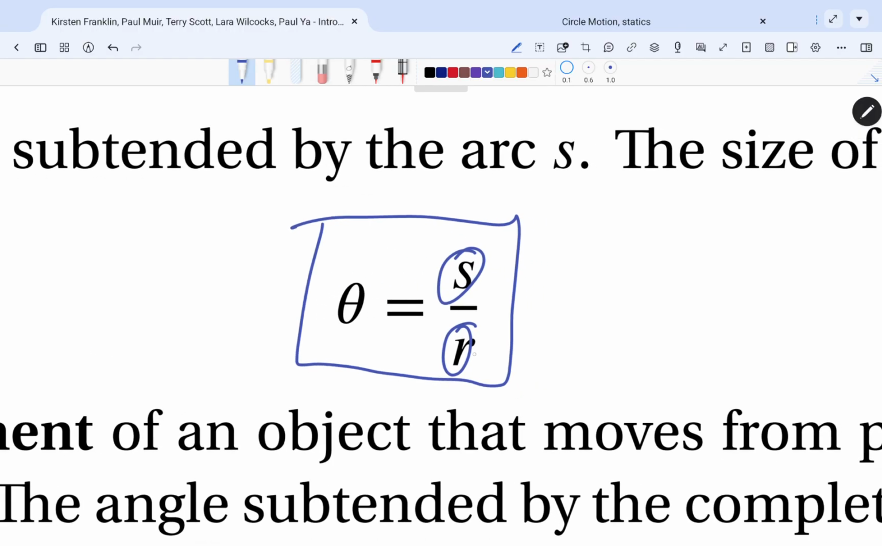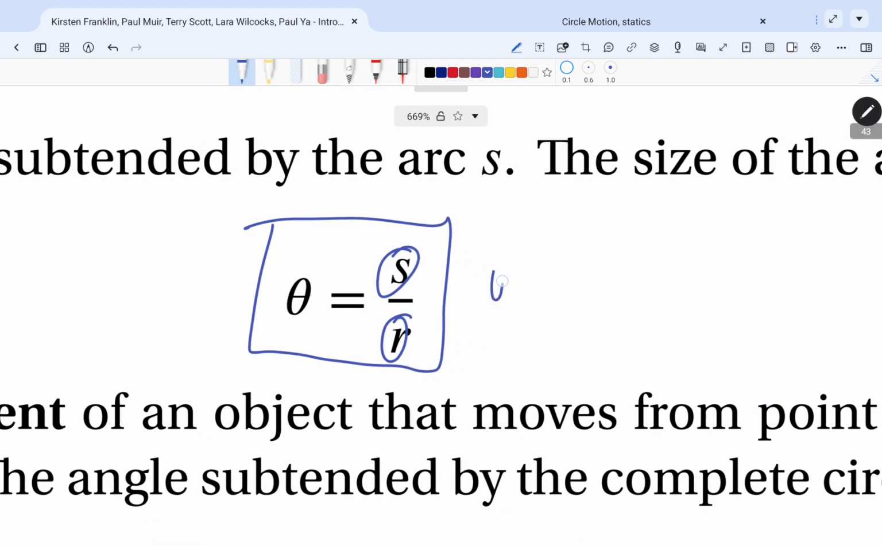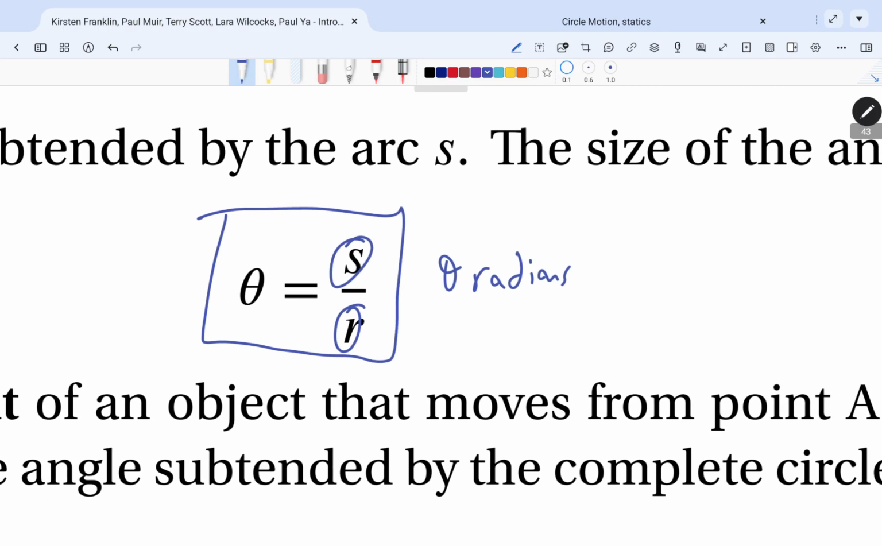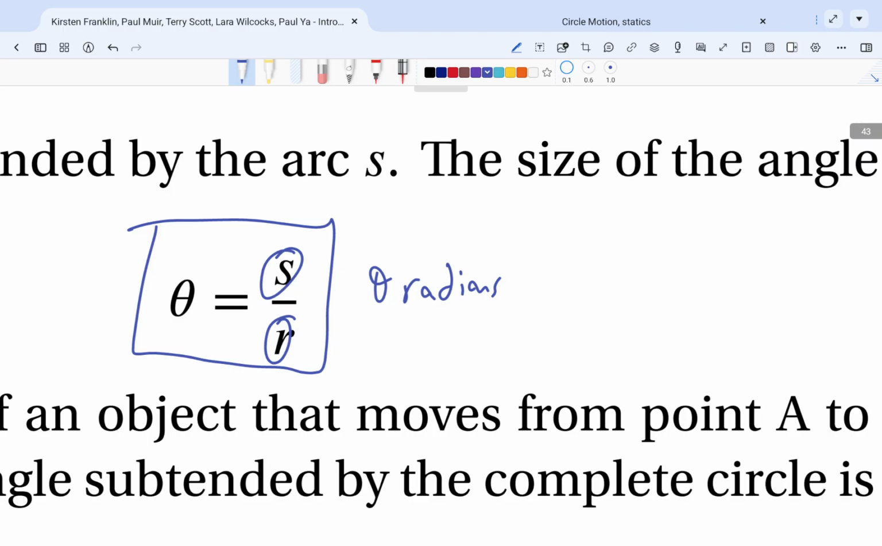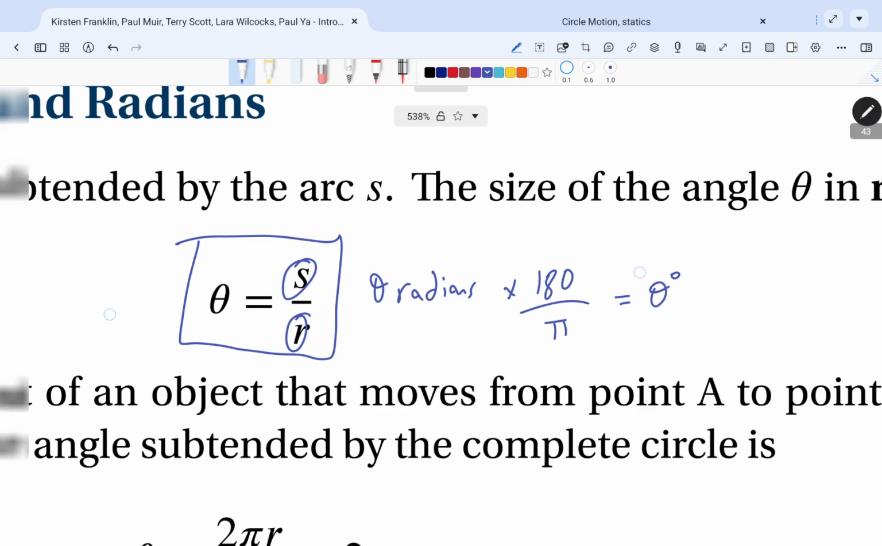And this is theta in radians, which is just another way of measuring angles besides degrees. How can we convert it to degrees? Well, if you multiply theta in radians by 180 and divide it by pi, that will give you theta in degrees.